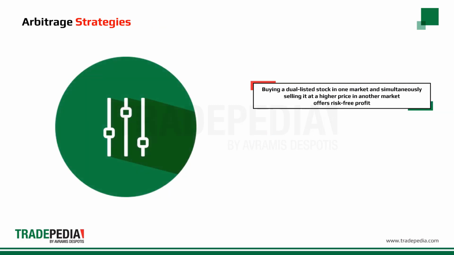Arbitrage strategies. Buying a dual-listed stock at a lower price in one market and simultaneously selling it at a higher price in another market offers the price differential as risk-free profit or arbitrage.